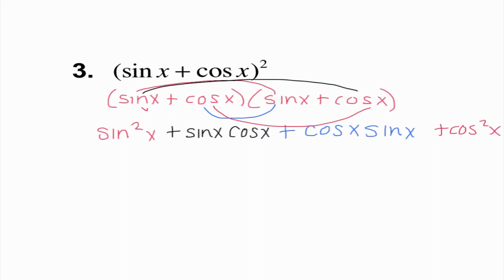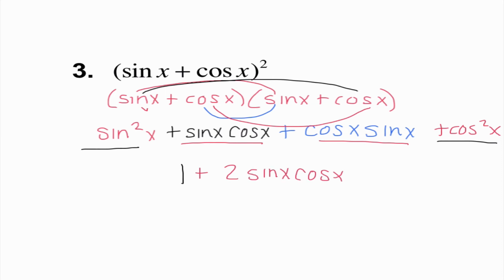So if we're looking at this, the first thing that I notice is that I have sine squared plus cosine squared. We know that that is equal to 1 based on our Pythagorean identity. I also notice I have sine cosine plus cosine sine. Even though those don't look the same, I know that cosine sine could be written as sine cosine because of the multiplication. We know multiplication is commutative, so the order can change. So when I add these together, it becomes 2 sine cosine. There's nothing else we can do here, so that would be my final answer.